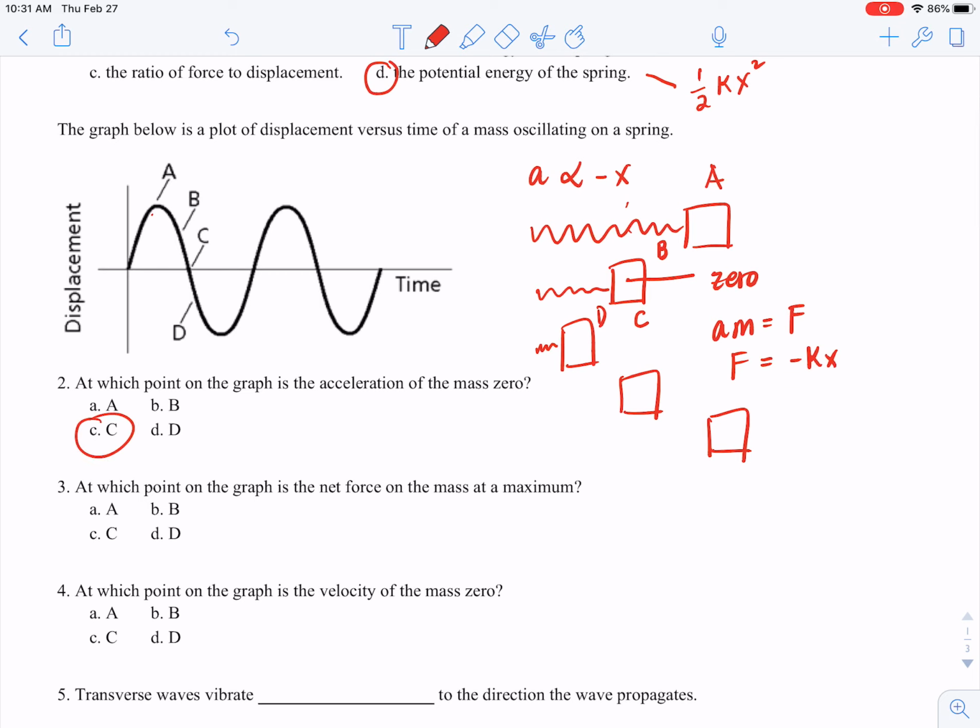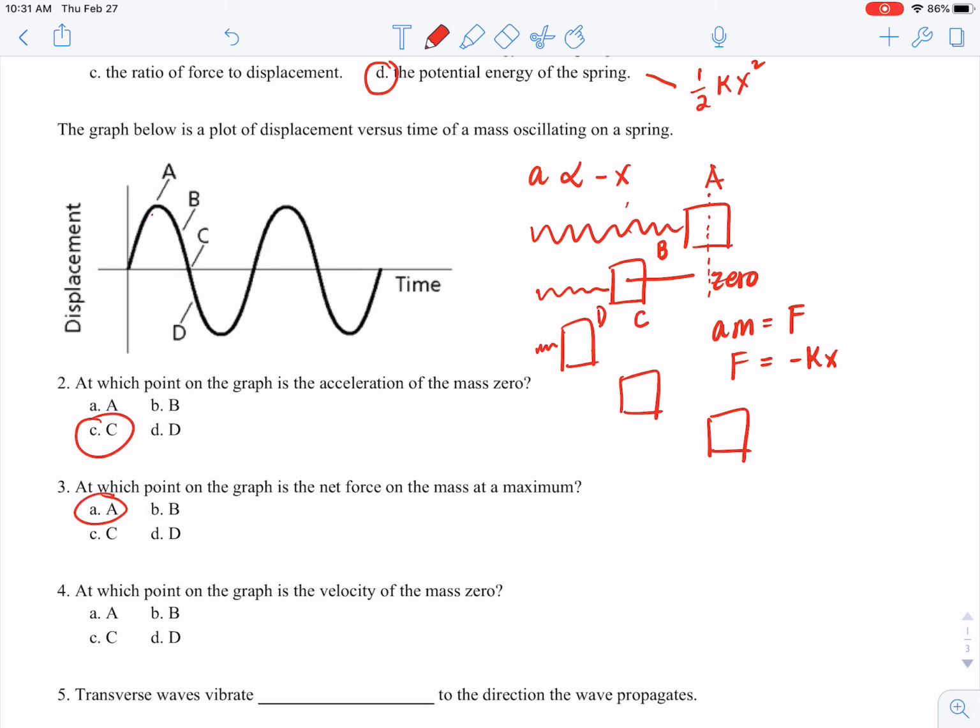At which point on the graph is the net force on the mass at the maximum? So you're looking for the net force that is at the maximum. The correct answer there is letter A. Why letter A? Because you are considering the amplitude here, or the delta x here.